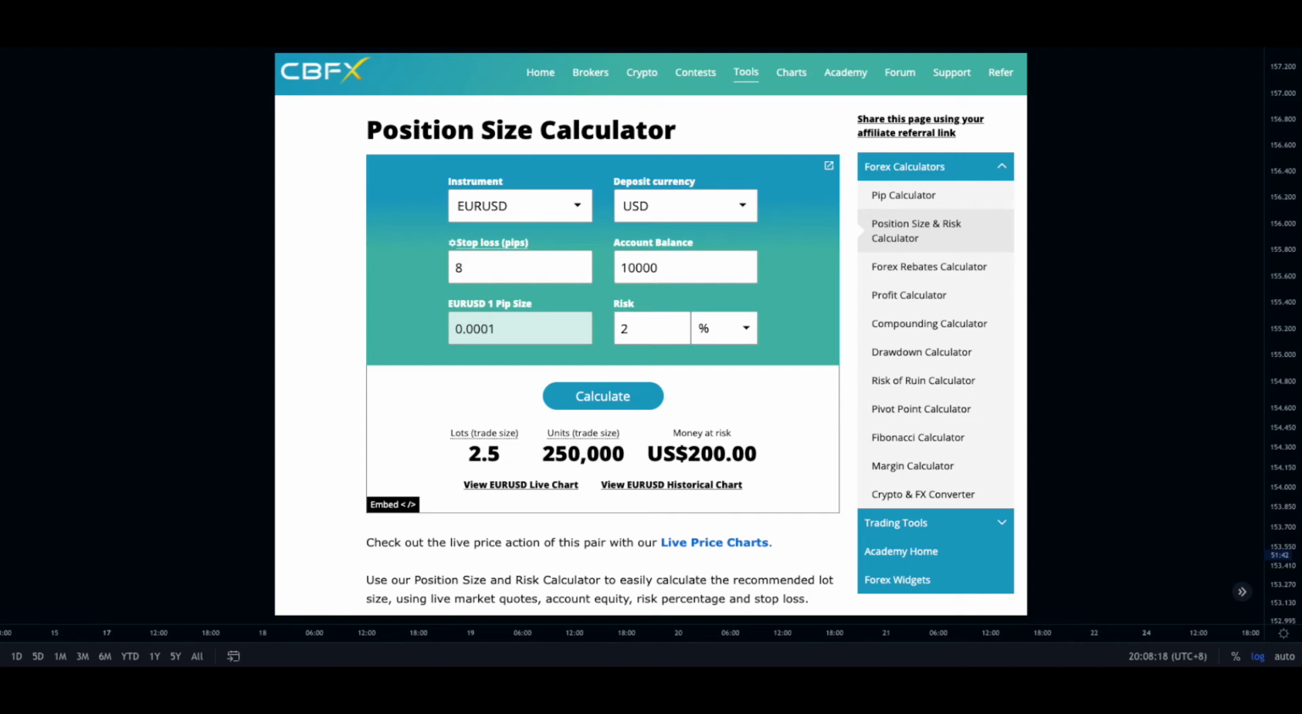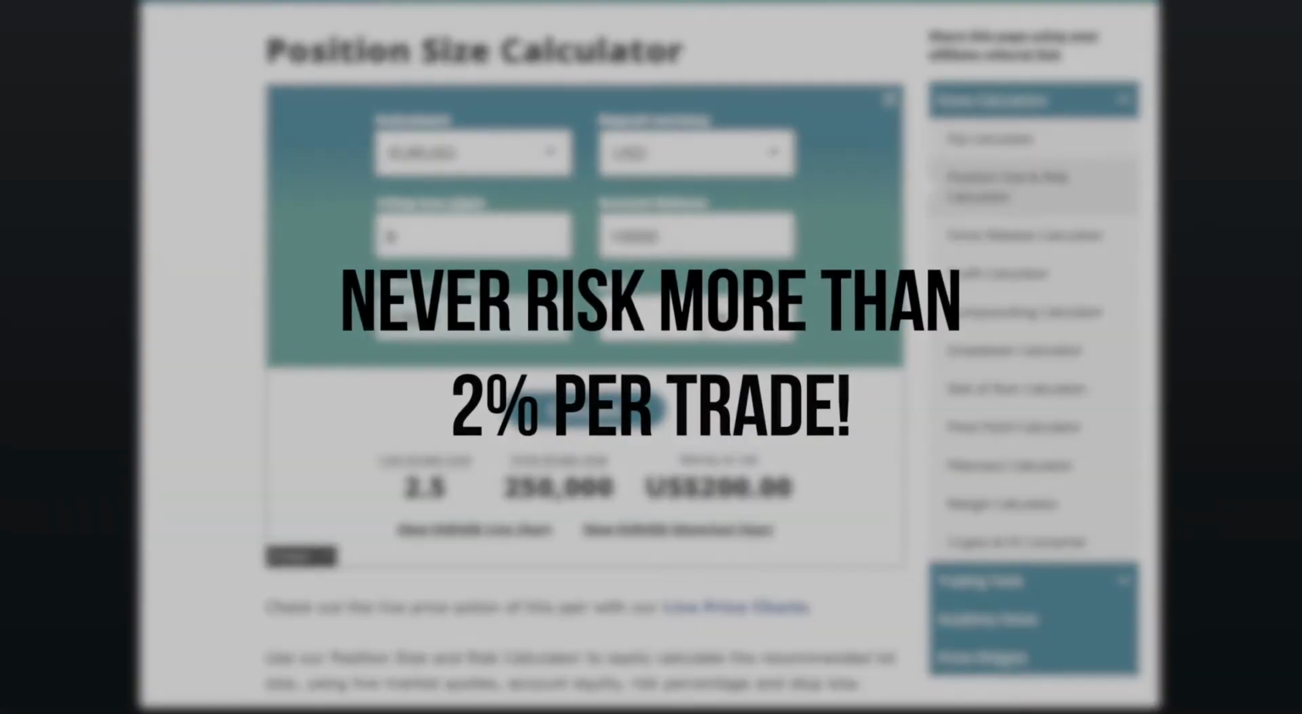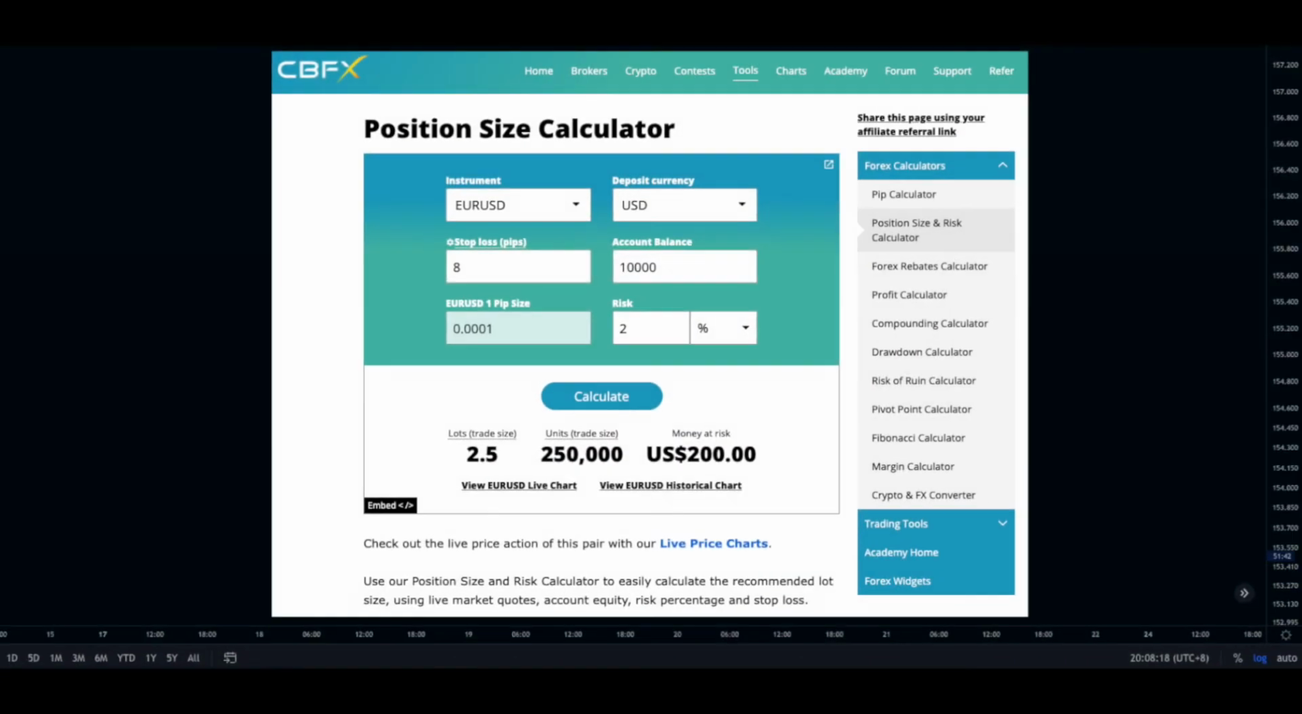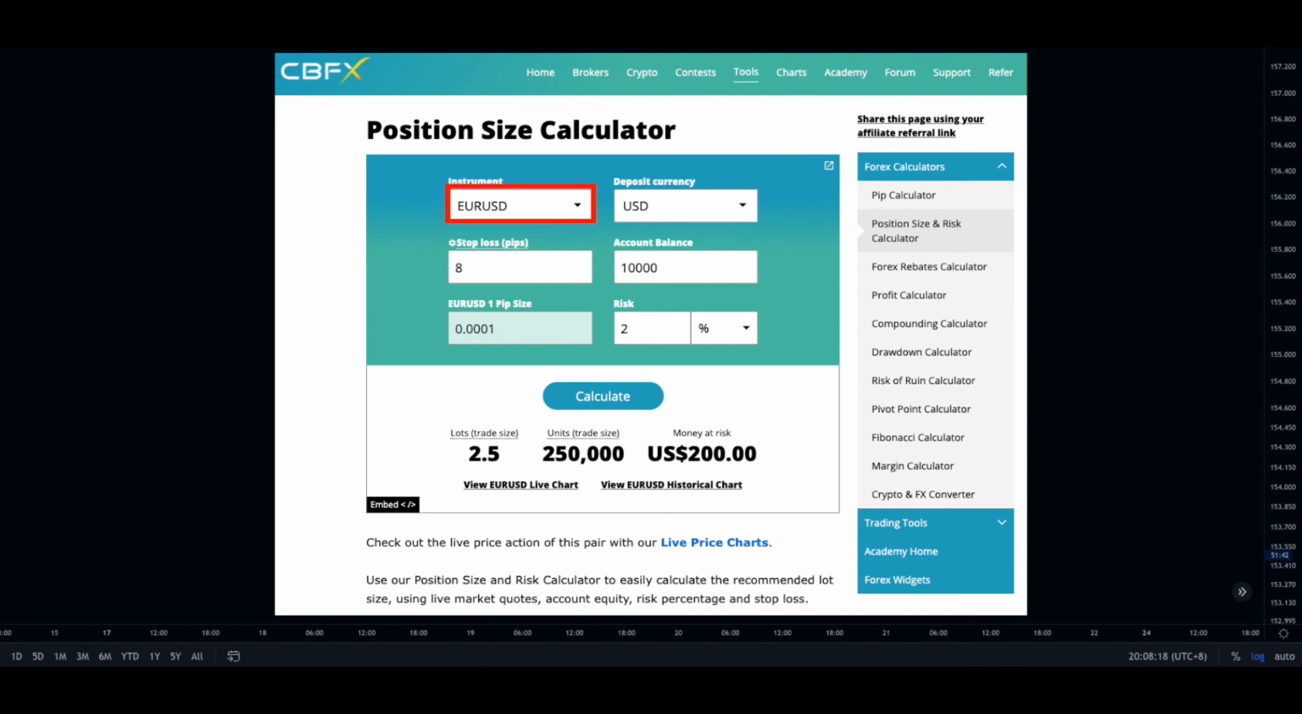An ideal risk amount is 0.5 to 2%. Never risk more than 2% per trade. Let's say we're using EUR/USD. Our stop loss is 8 pips. The account balance is 10,000 and we're risking 2%. That gives us a 2.5 lot size. We're looking at approximately $25 per pip.